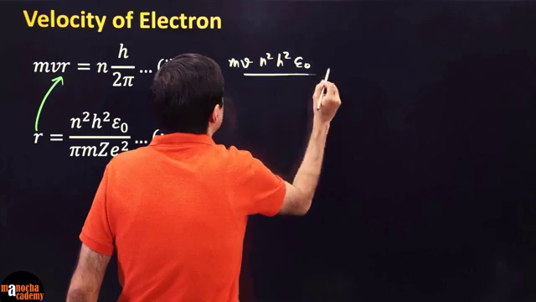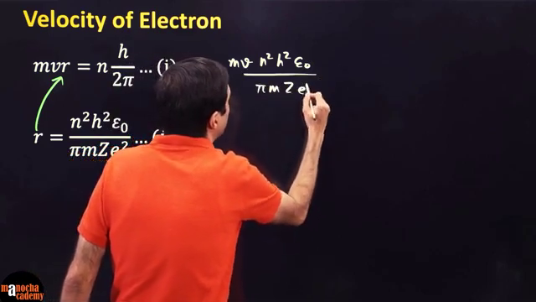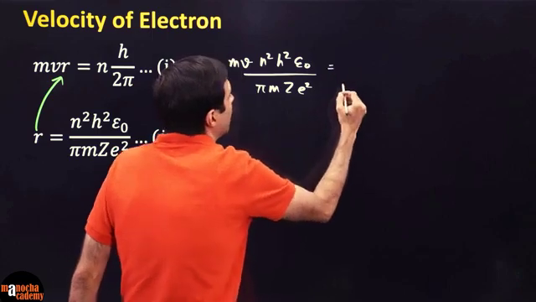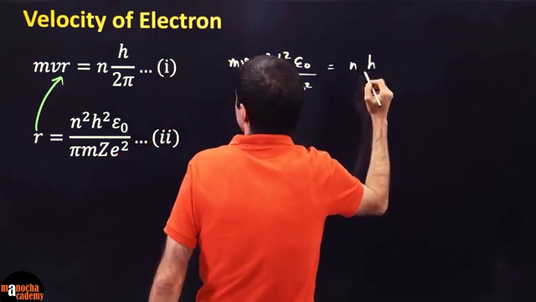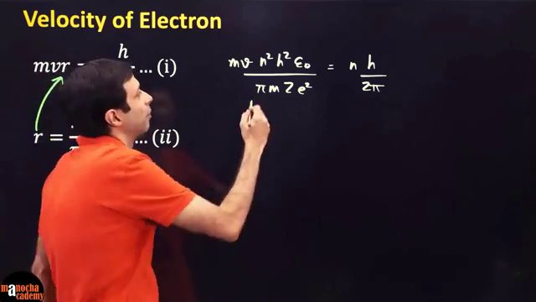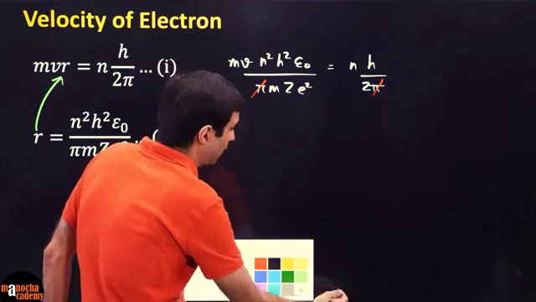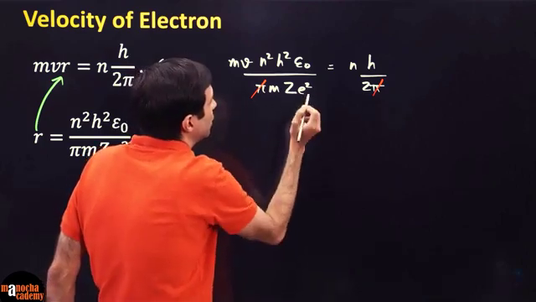I know these formulas are a little scary. Pi m z square, and on the right hand side we have nh by 2 pi. So guys, let's see what we can simplify over here. Pi and pi cancels out, so that's good. Please note that this is not a 2, this is a z, so I need to write it clearly.